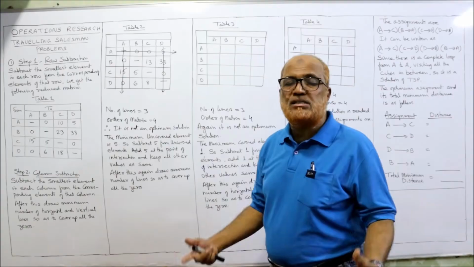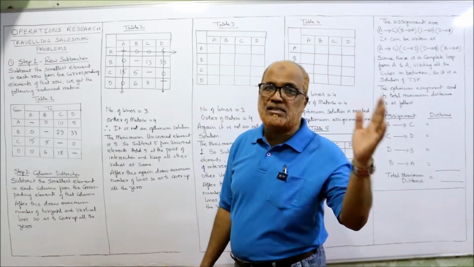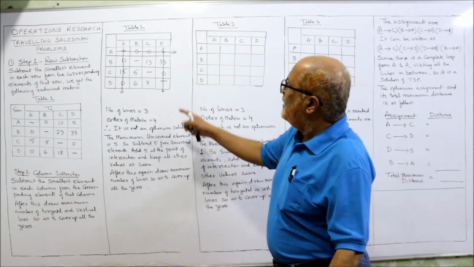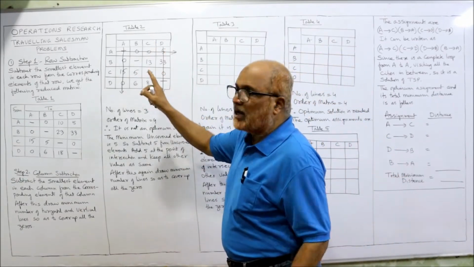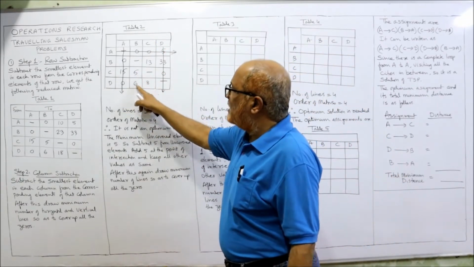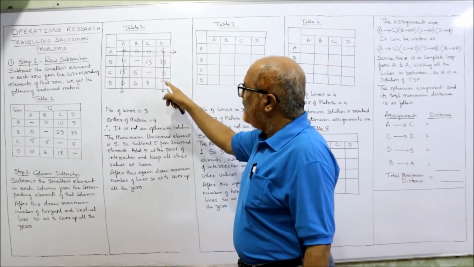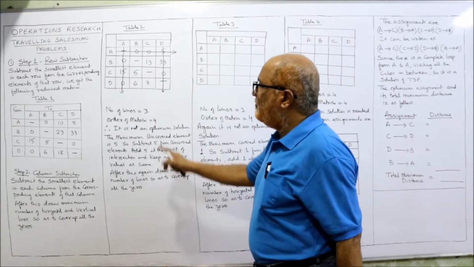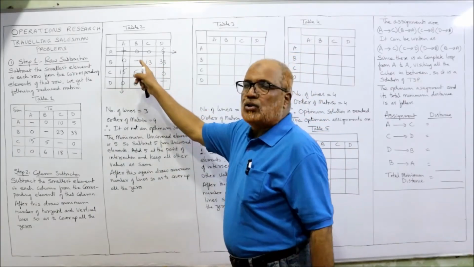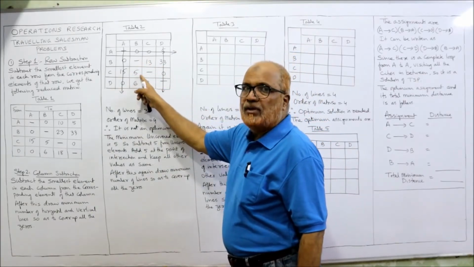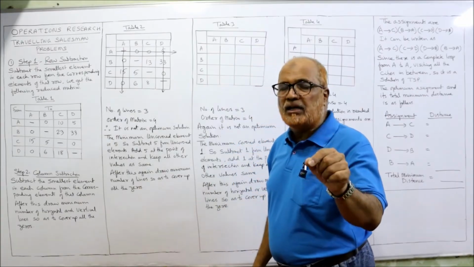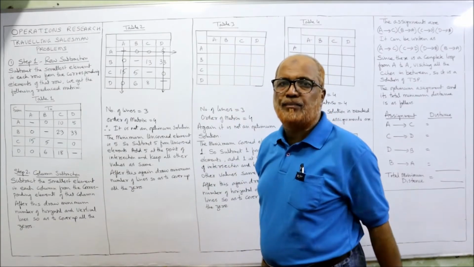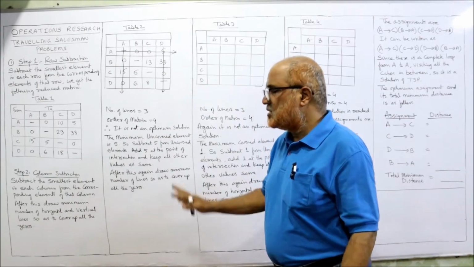Now what is the next step? We have already done this in the assignment problem. The minimum uncovered element. Wherever a line is there, that is covered, and without a line is uncovered. So which is the minimum uncovered element? 5. So subtract 5 from the uncovered elements, add 5 at the point of intersection, and keep the other values the same.